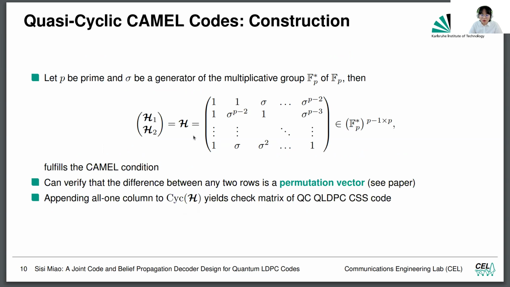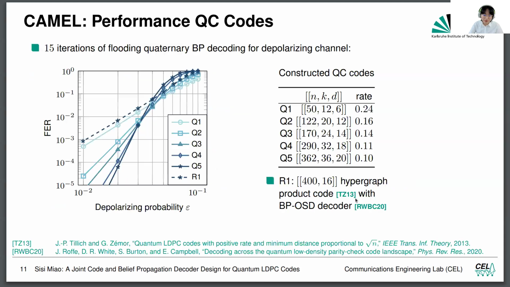And then if we arrange them this way, you can check, if you sit down with paper for a couple of minutes, that the difference between any two rows is a permutation vector. Then we can append one column, and then we can partition this lifted binary matrix into HX and HZ. Then we will have a valid quasi-cyclic quantum LDPC code.